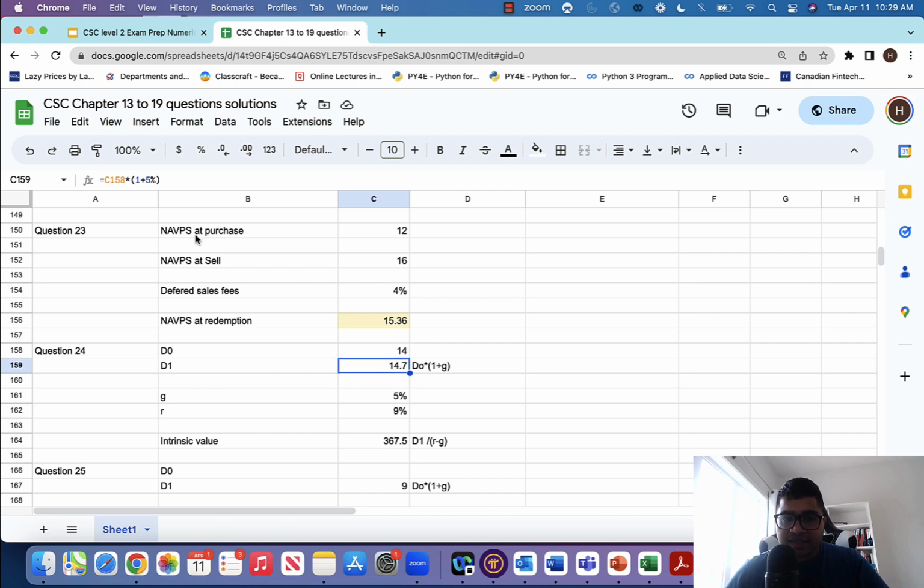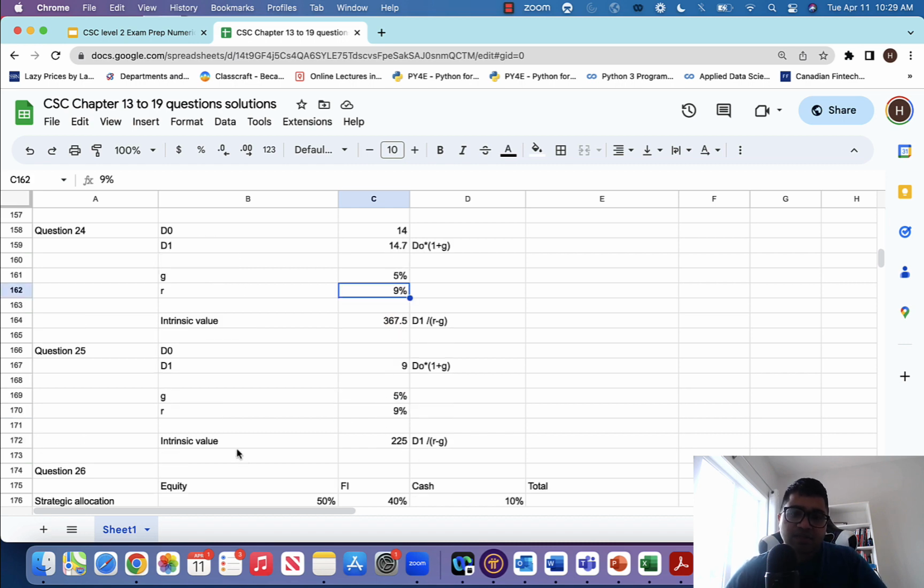So D1 in this case is D0, $14, times 1 plus the growth rate of dividend. So 14 times 1 plus 5% is $14.7. Then g is given, 5%, and r is given, 9%. So you have to calculate the intrinsic value based on the formula D1 divided by r minus g. So it is 14.7 divided by 9% minus 5%. So that comes to an intrinsic value of 367.5.